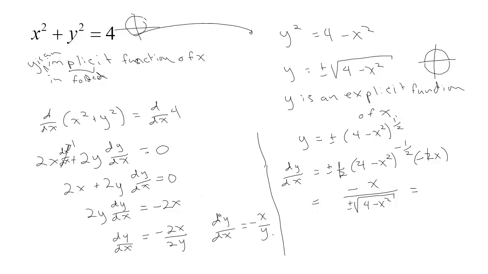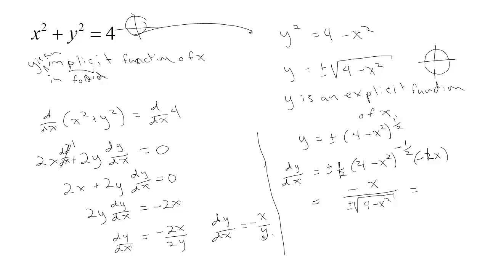But when I had it implicitly, dy/dx ends up depending on both x and y. So that's kind of the trade-off. You might think, well, it's easier to take the derivative without solving for y. You could also solve for y, and that might be a little bit harder, but at least it's a function of x. Here it's a function of x and y.